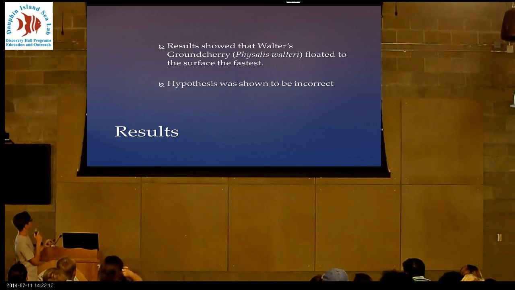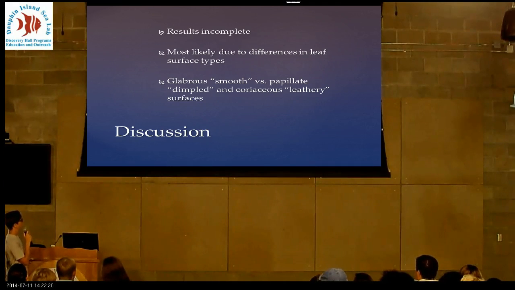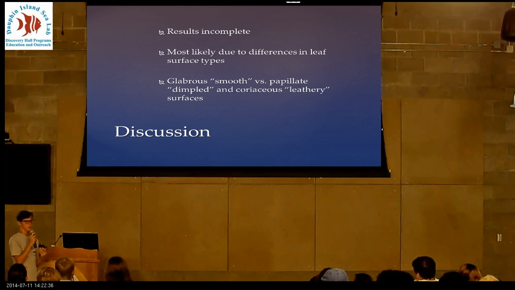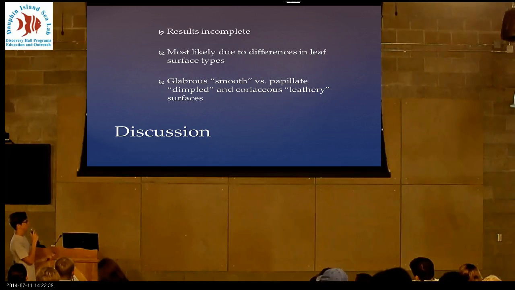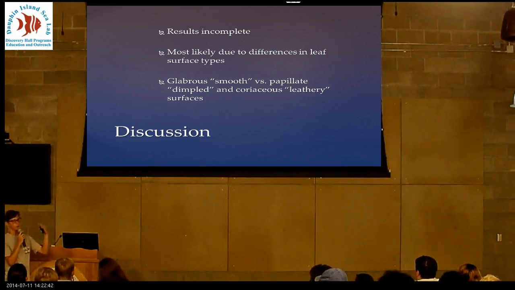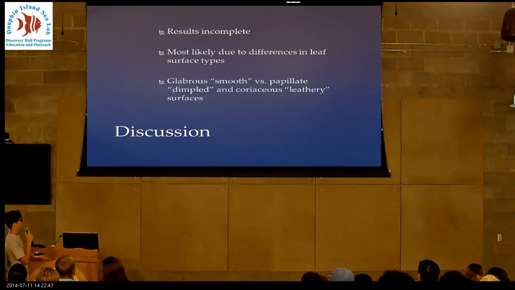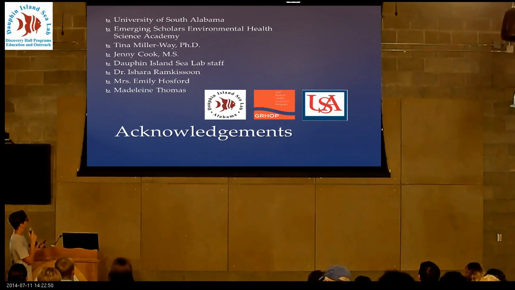The results show that Walter's ground cherry floated to the surface the fastest, and my hypothesis was shown to be incorrect by the data. However, I believe that the results were incomplete because of the leaf surfaces. You have glabrous versus papillate and coriaceous leaf surfaces. I think that the oxygen bubbles didn't adhere to them. For some of them, I actually saw oxygen being produced on the leaf, and the bubbles were just floating off the leaf, so they weren't even adhering to it. I believe that caused some of my results to be incomplete and inconclusive.